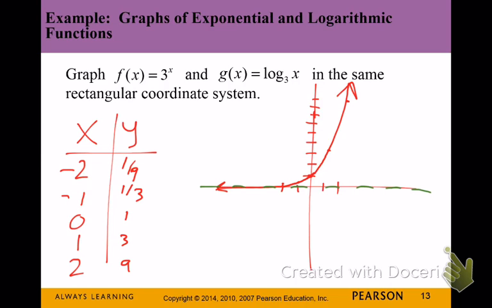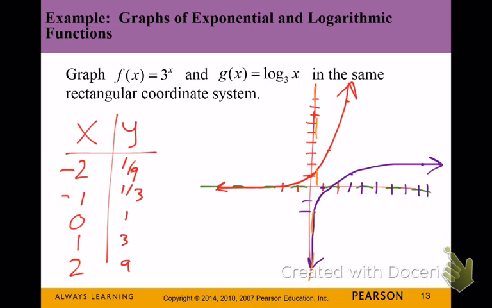So to plot this one, you plot them, but all the points are backwards. So you plot 1/9, -2, 1/3, -1, 1, 0, 3, 1, and 9, 2. And you can connect them like this. Where does this graph have an asymptote? Good, at x equals 0. So I'll put that one in yellow or orange so you can see it. So right here at x equals 0, there's a vertical asymptote for this graph.